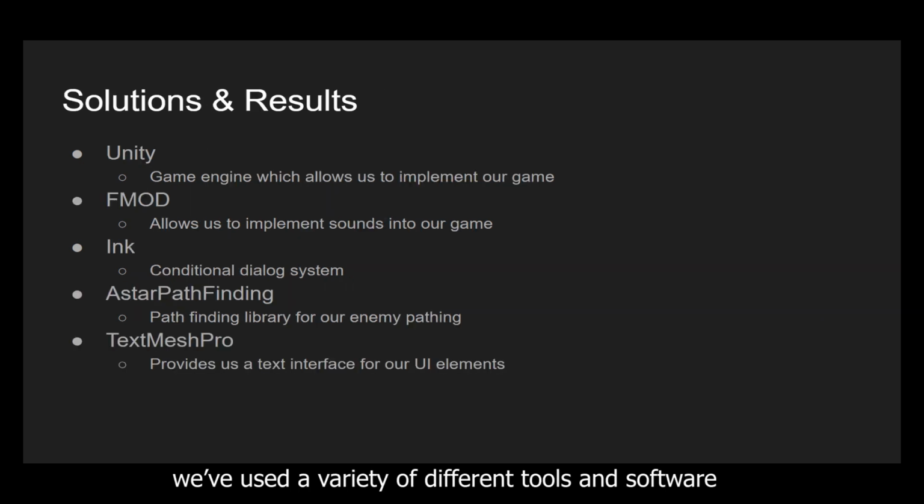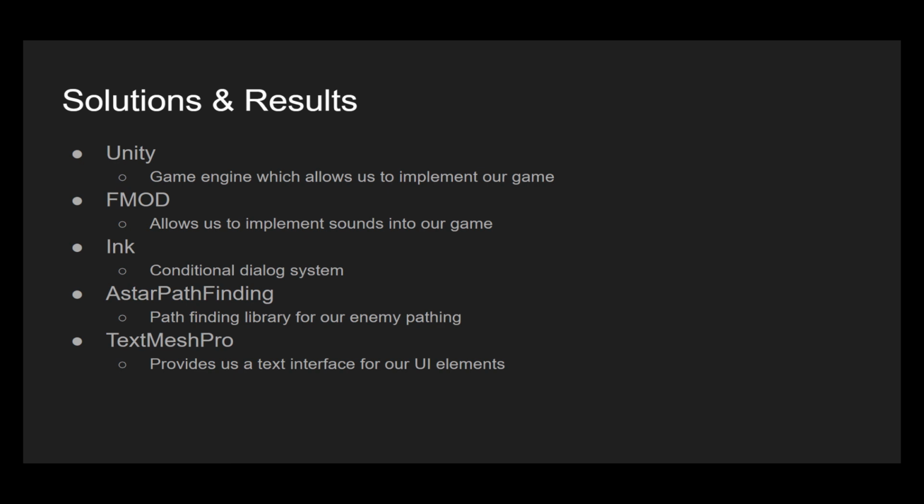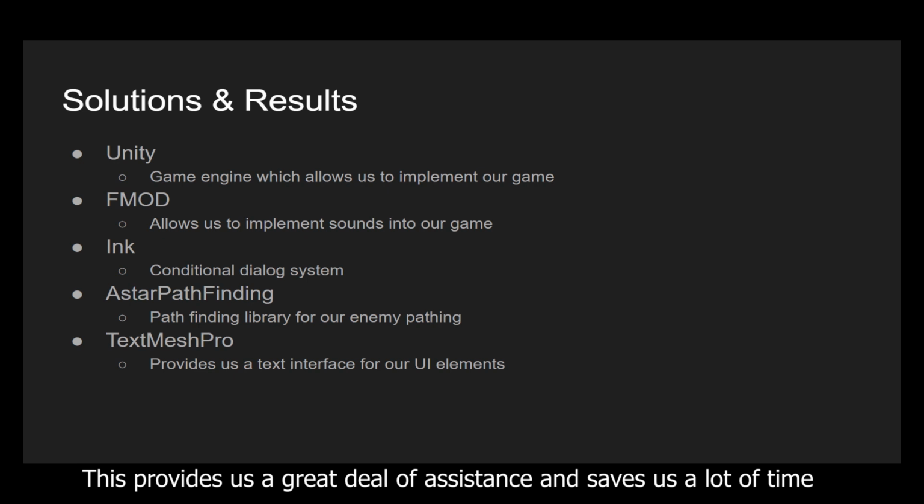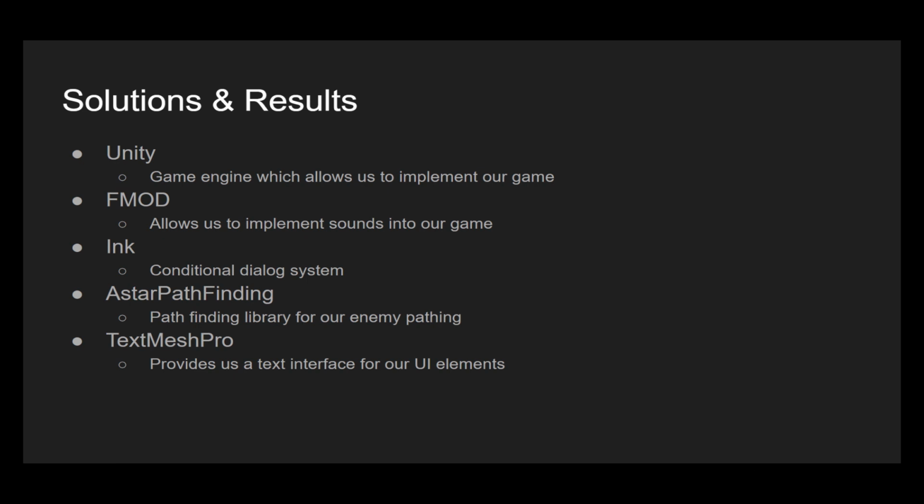Throughout our development, we've used a variety of different tools and software to help work on different aspects of the game we may not have been able to create ourselves. First of all, we use Unity to develop our game. This is a game engine which provides our game with a great deal of functionality and tools to use. It gives us a variety of useful built-in tools such as 2D lighting. This gives us a great deal of assistance and saves us a lot of time.